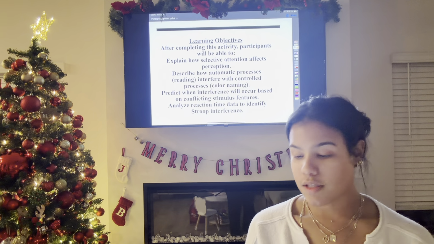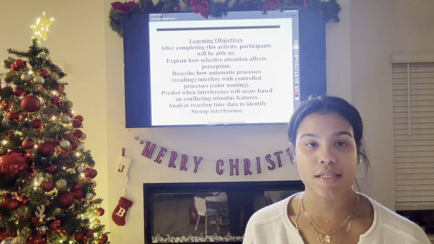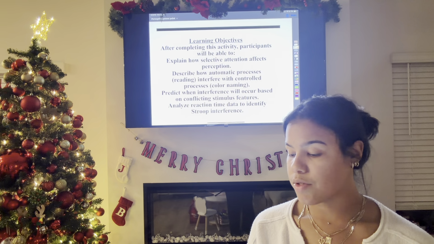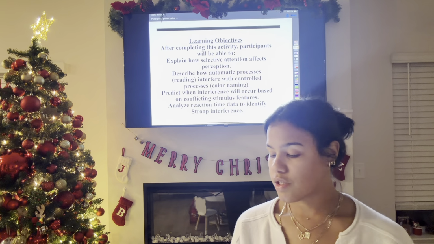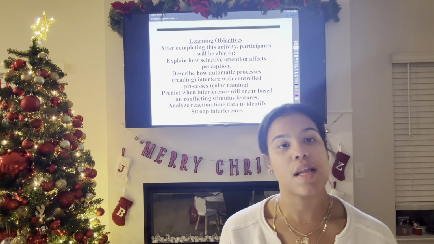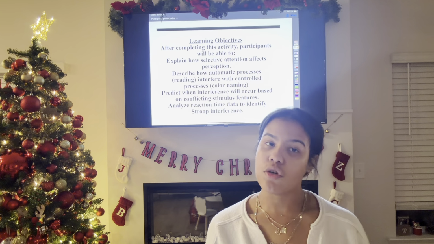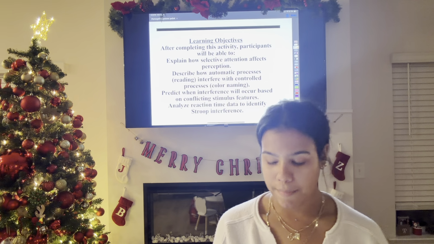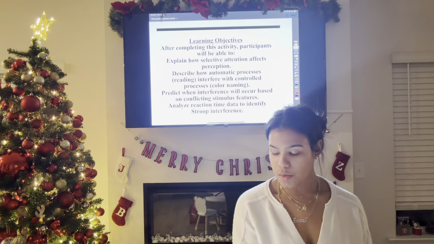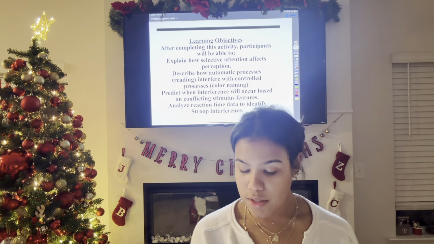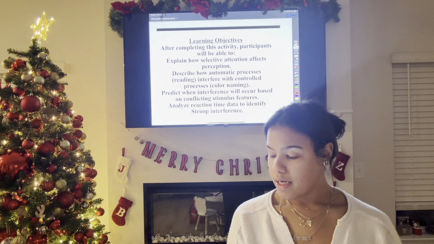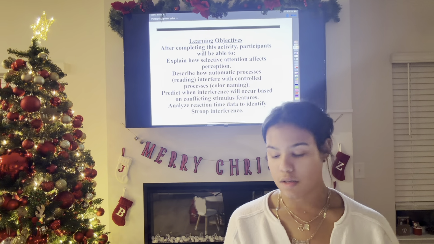Our learning objectives today: after completing this activity, participants will be able to explain how selective attention affects perception, describe how automatic processes like reading interfere with controlled processes, color naming, and predict when interference will occur based on conflicting stimulus features. They will be able to analyze reaction time data to identify Stroop interference.